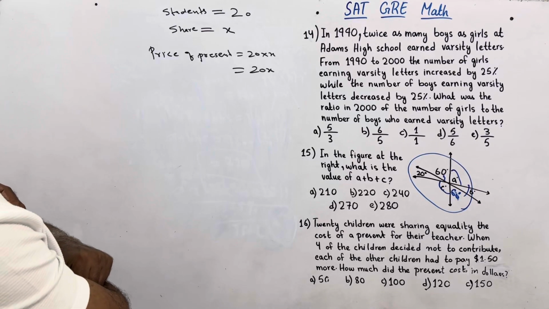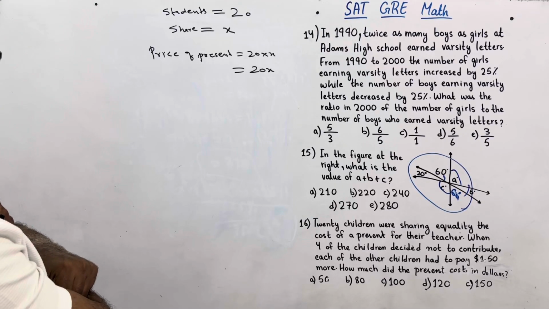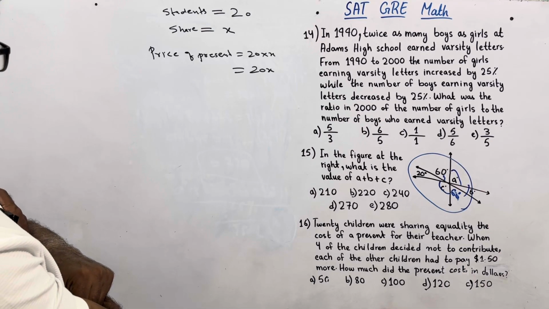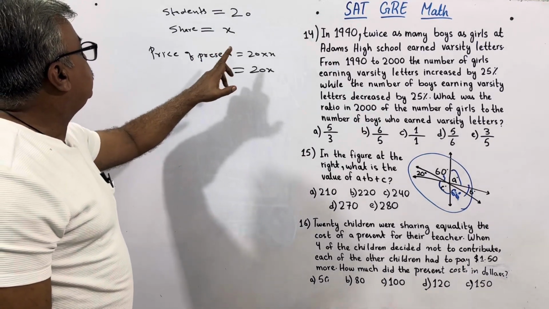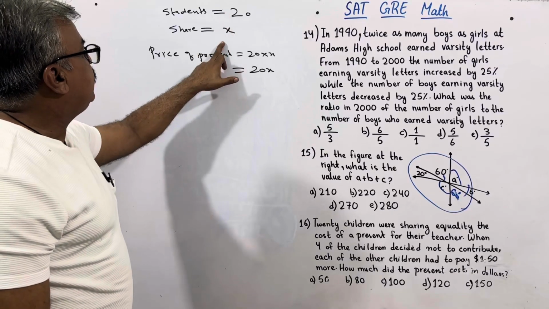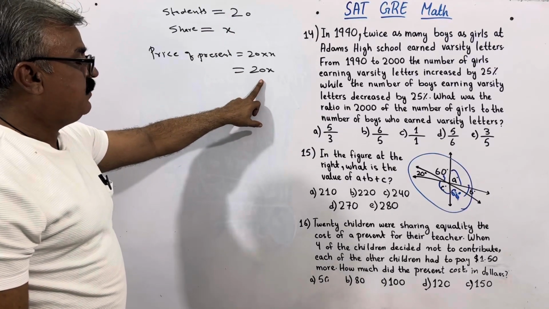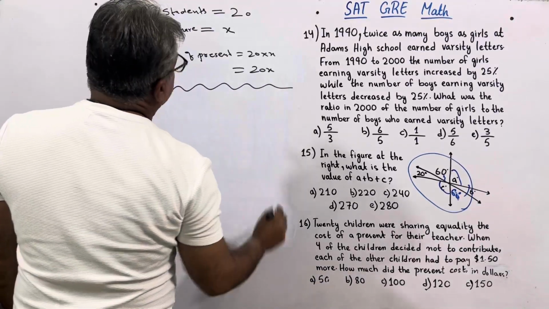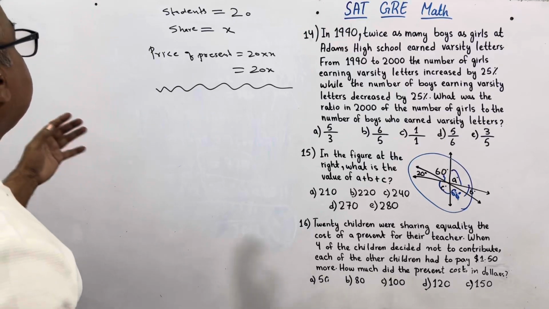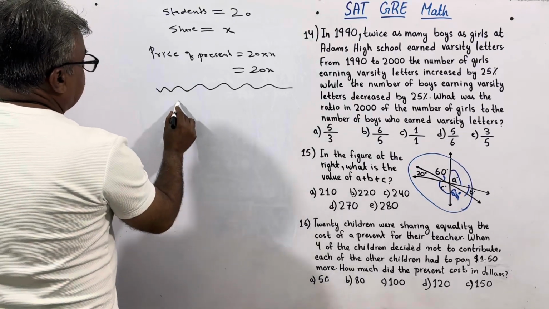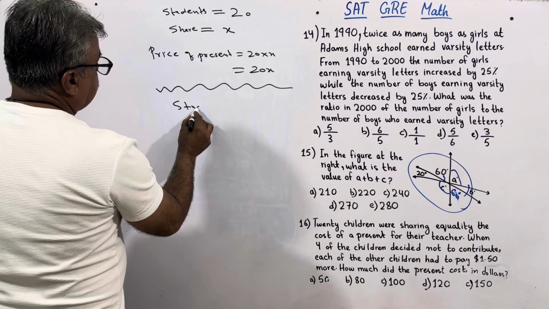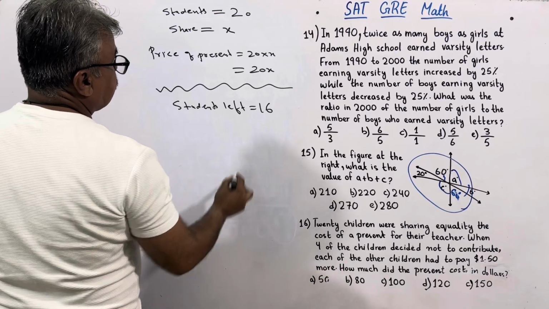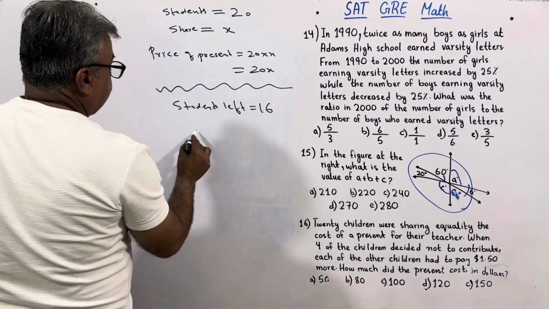Initially, 20 children decided that they would share equally to get a present for the teacher. 20 students each contributed X, so 20 times X is the price for the present. At the time of the contribution, 4 children backed off. The students left are 16.